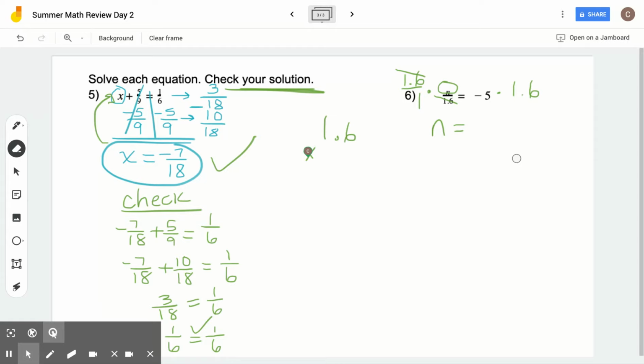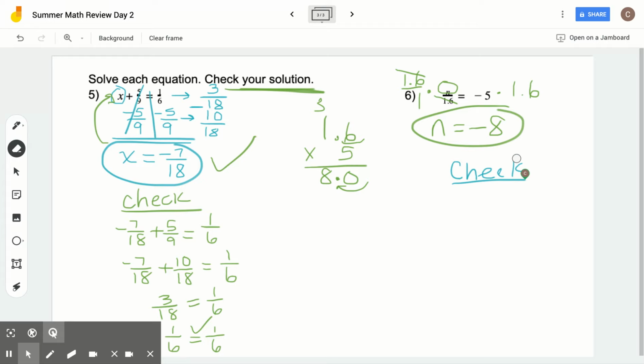When I multiply on the side here, I end up with 8. Now, of course, there's a negative times a positive, so make sure you check your signs. n is equivalent to negative 8. Now, let's go ahead and check our solution to be sure we're accurate. So we're going to replace n with negative 8, divide it by 1.6 and see if it's actually equal to negative 5.